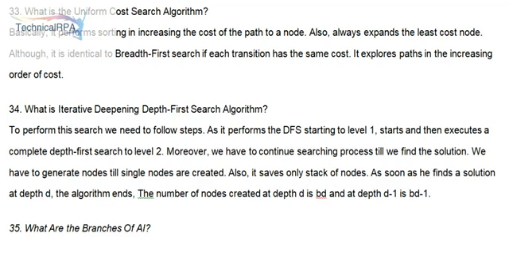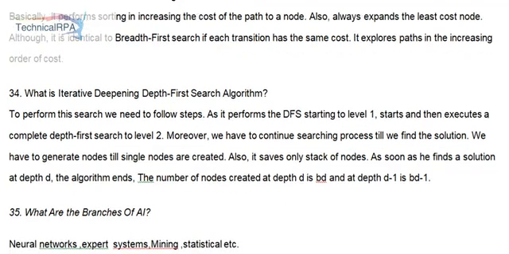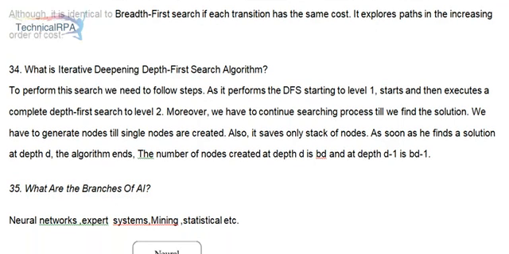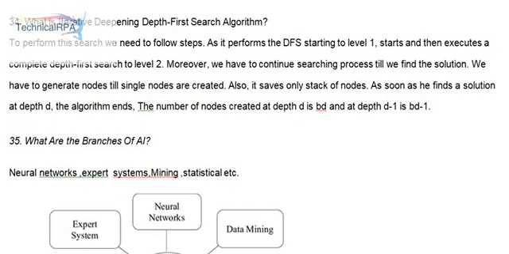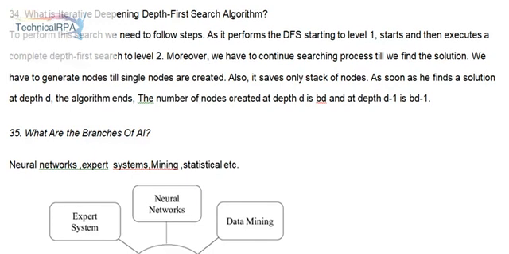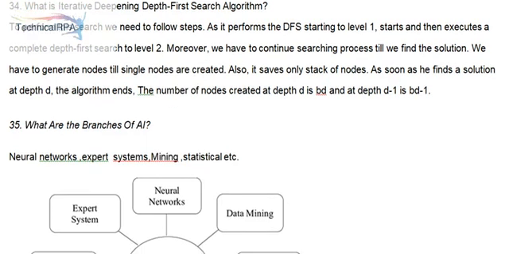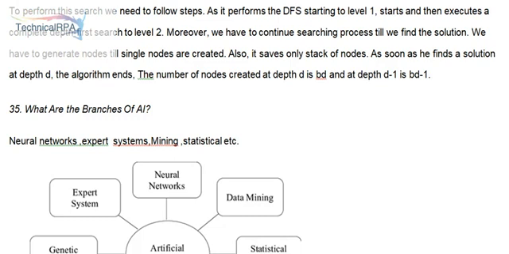34. What is iterative deepening depth first search algorithm? To perform this search we need to follow steps. It performs the DFS starting at level 1, then executes a complete depth first search to level 2. Moreover, we have to continue the searching process till we find the solution. We have to generate nodes till single nodes are created. Also, it saves only a stack of nodes. As soon as it finds a solution at depth d, the algorithm ends. The number of nodes created at depth d is b^d and at depth d-1 is b^(d-1).